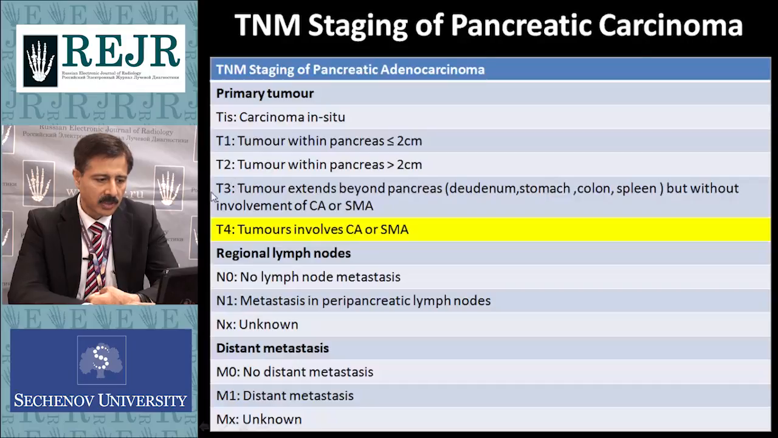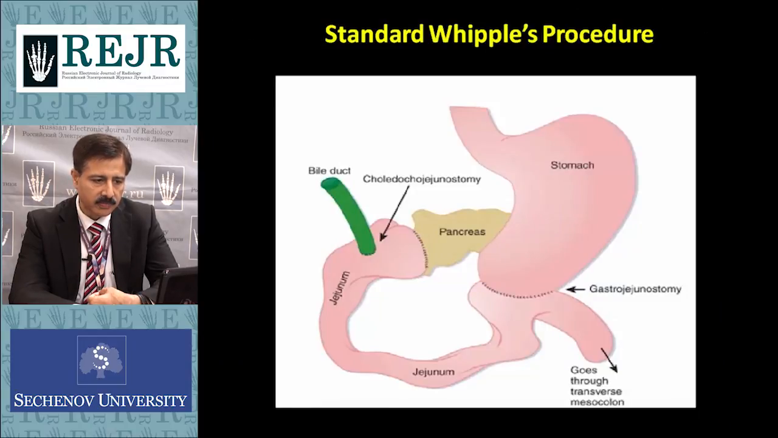A T3 tumor extends beyond the pancreas, for example, into the duodenum, stomach, colon, or spleen. A T4 tumor is a tumor which involves the celiac artery or the SMA. Now this is important because encasement of the celiac artery or SMA makes the tumor inoperable, and our duty as a radiologist is to highlight this fact to our surgical colleagues.